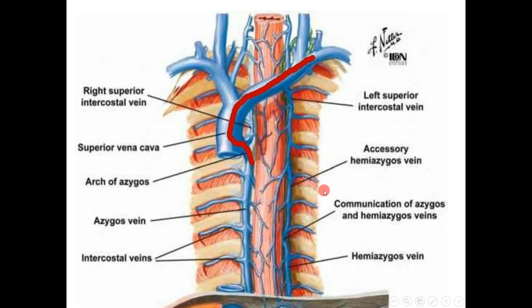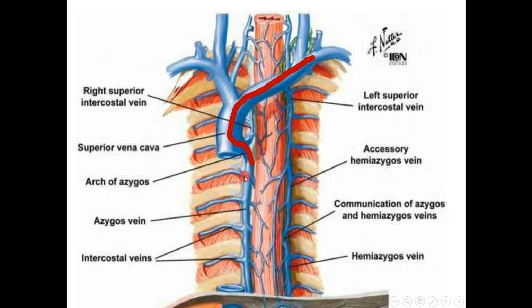Here's another picture. Of course, this is the esophagus. This is the esophagus. You see, this area is the right brachiocephalic vein, and this is the left brachiocephalic vein. They unite to form the superior vena cava. This is the superior vena cava. Of course, this is the heart removed. And you see, this is the azygos on the right side.